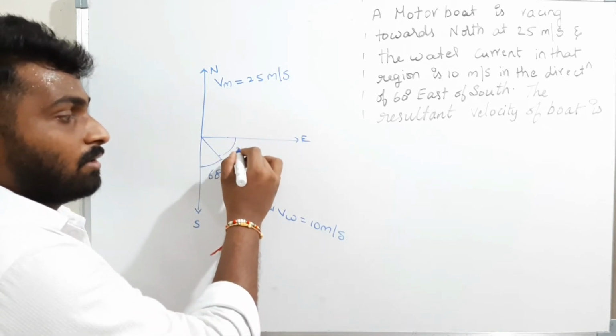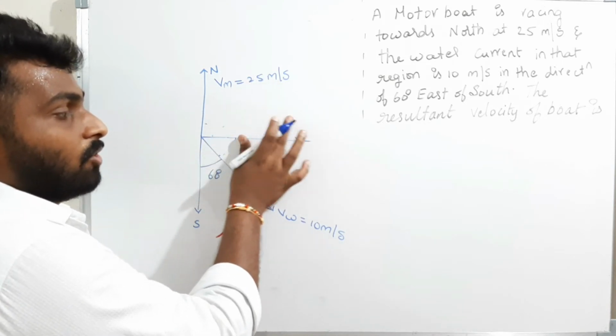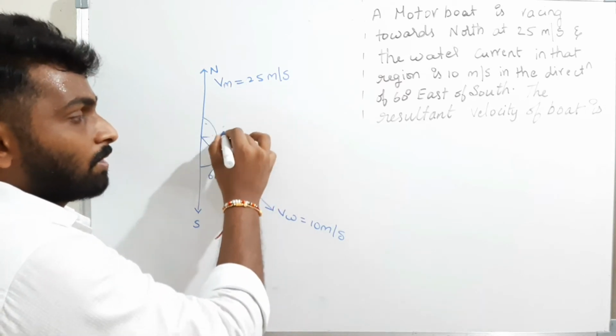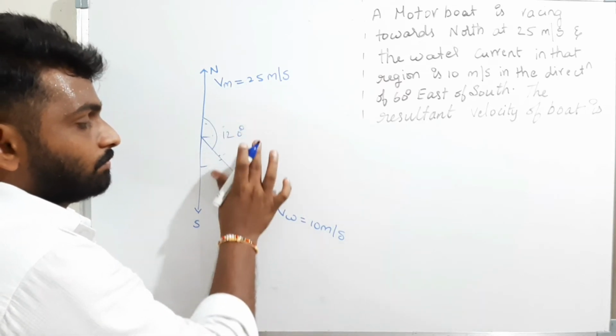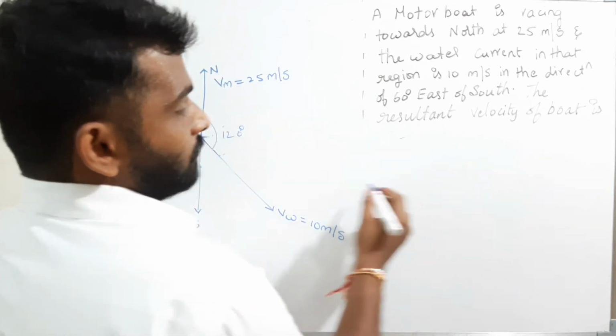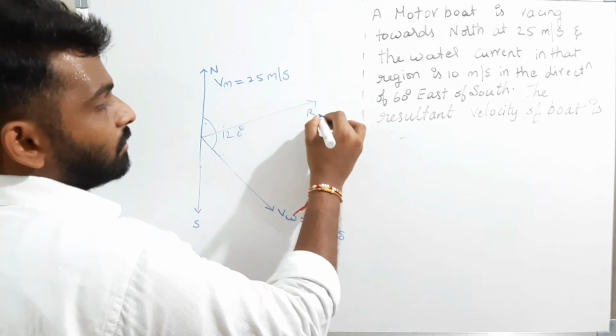And what is this angle? That is 30. What is this angle? 90. What is the total angle? The total angle between the water current and the boat is 120 degrees. Okay, I got the answer. Now, resultant. Therefore, the resultant will be somewhere here. This is the resultant.